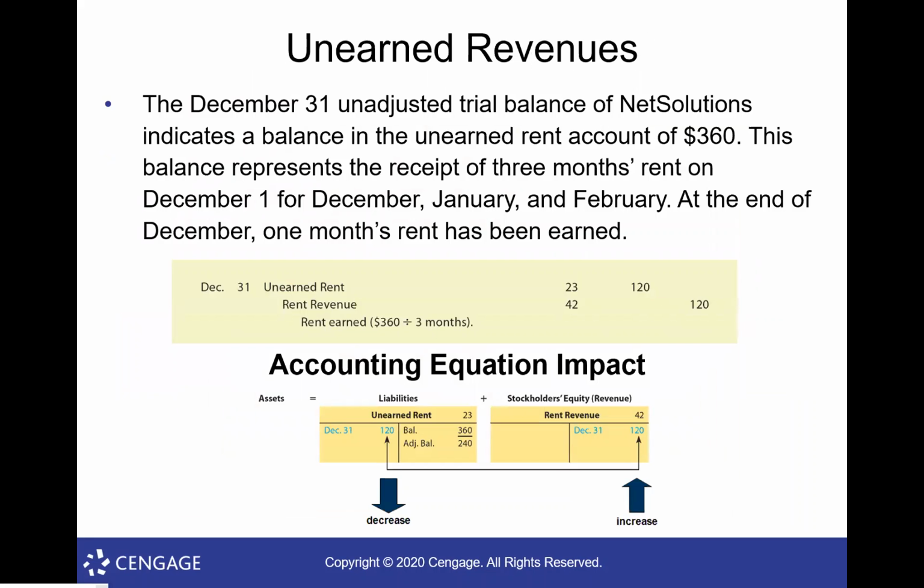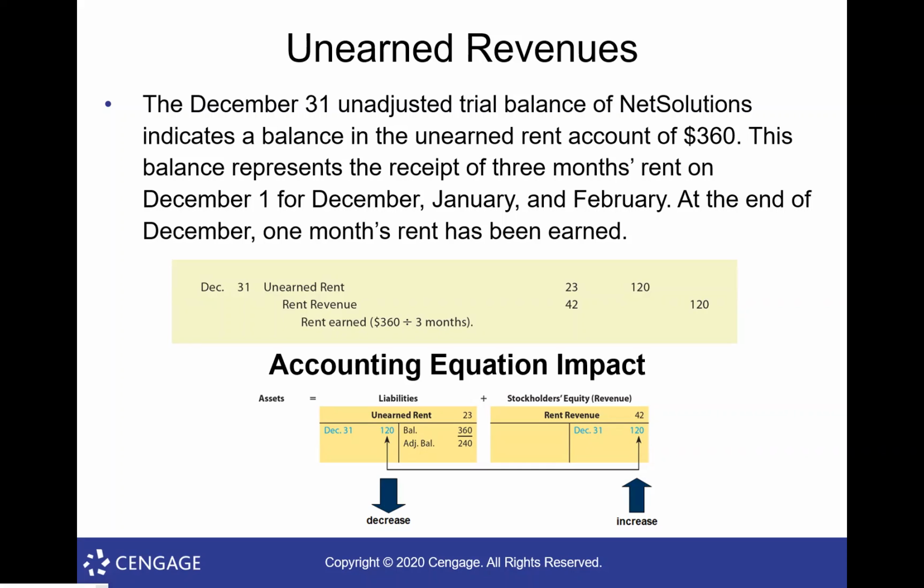All right, so that's just showing us, okay. So here's our unearned revenue. On December 31st, the unadjusted trial balance of NetSolutions indicates a balance in the unearned rent account of $360. This balance represents the receipt of 3 months rent on December 1st for December, January, and February. At the end of December, 1 month's rent has been earned.